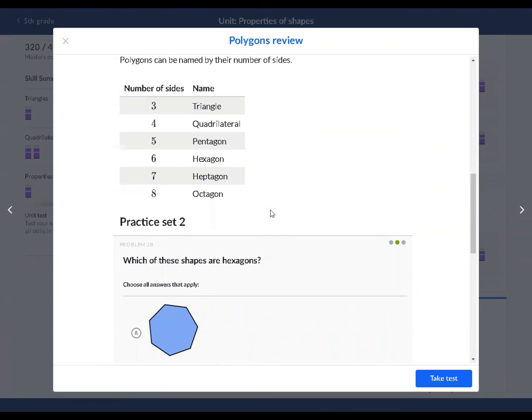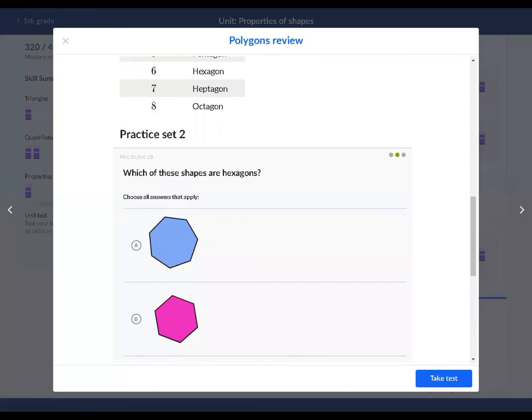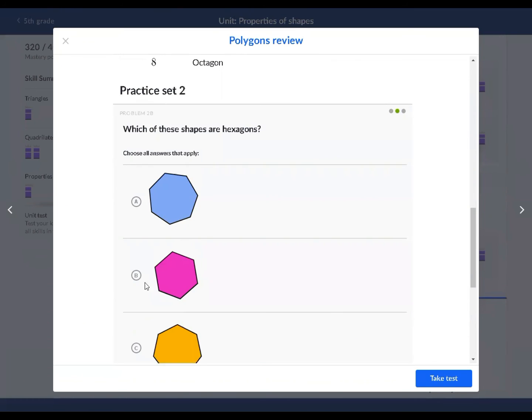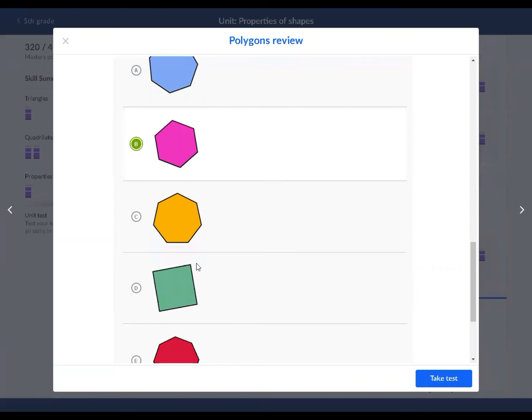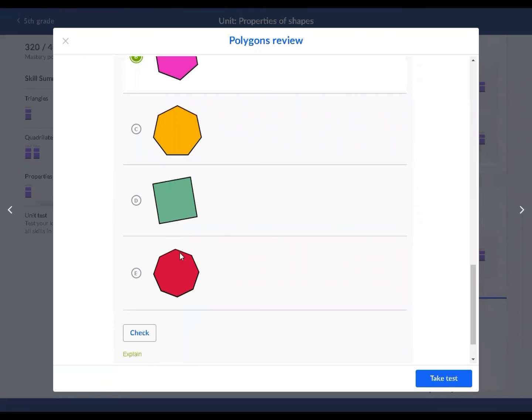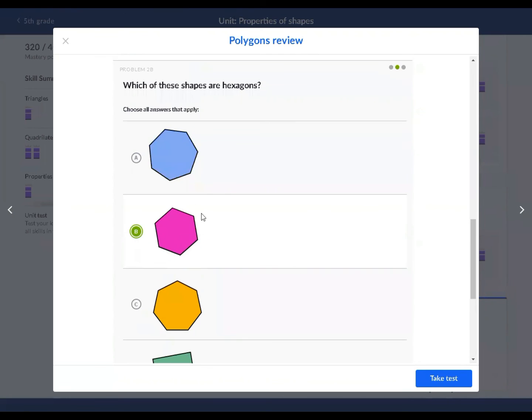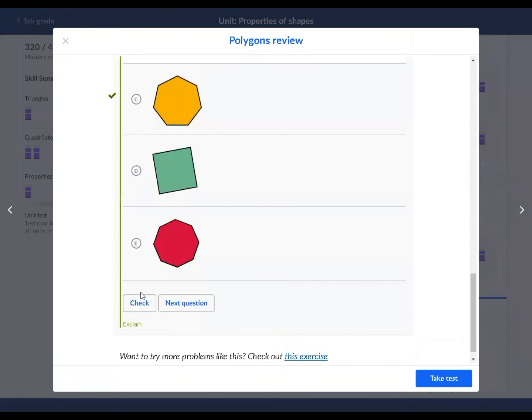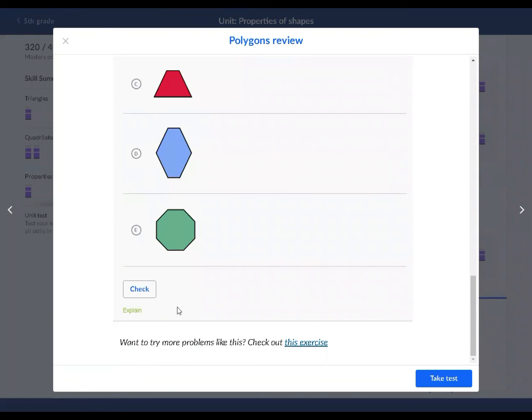Hexagon. So hexagons have 6 sides. So we are simply going to count, I guess. 1, 2, 3, 4, 5, 6. This has 7. No. 1, 2, 3, 4, 5, 6. So yeah, this is a hexagon. 1, 2, 3, 4, 5, 6, 7. No. Only 4 here. And this looks like an octagon. 1, 2, 3, 4, 5, 6, 7, 8. Yeah, this is an octagon. So only this is a hexagon. Yeah, we got it correct.